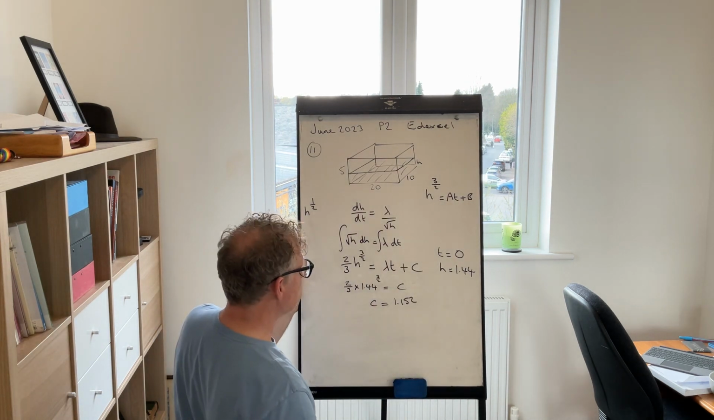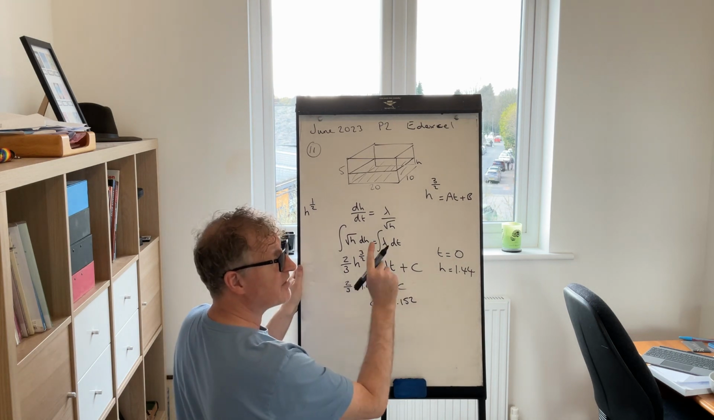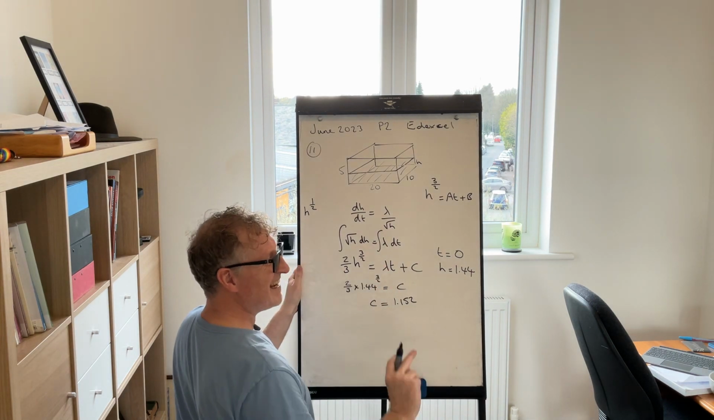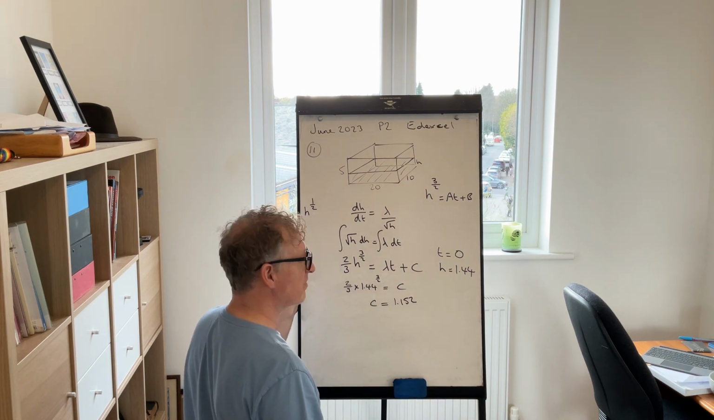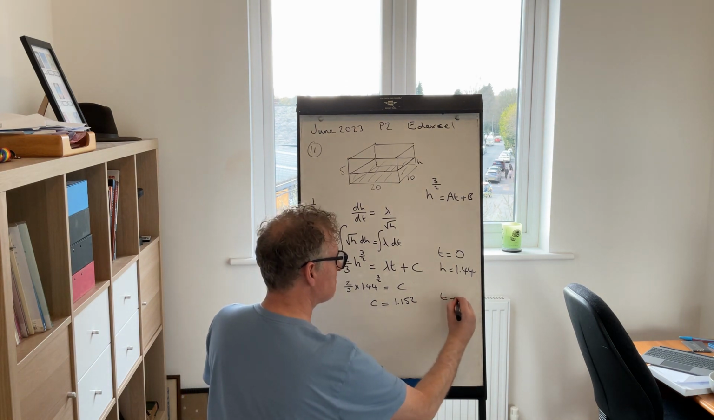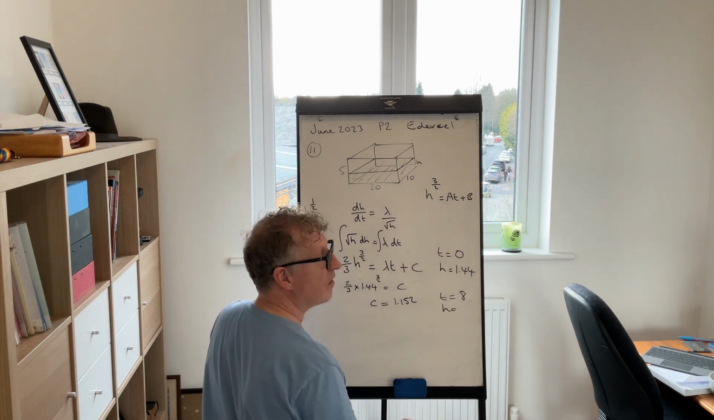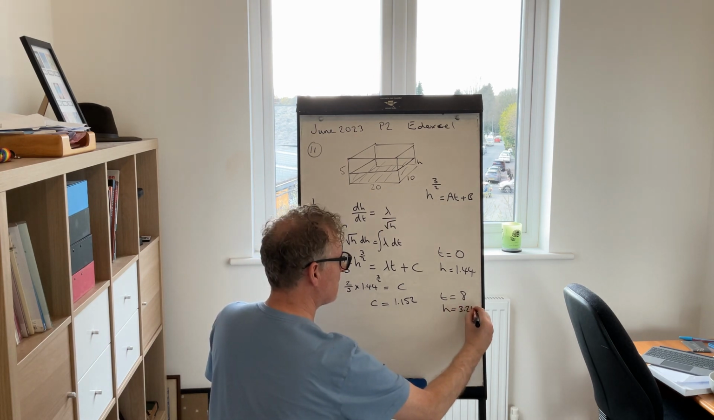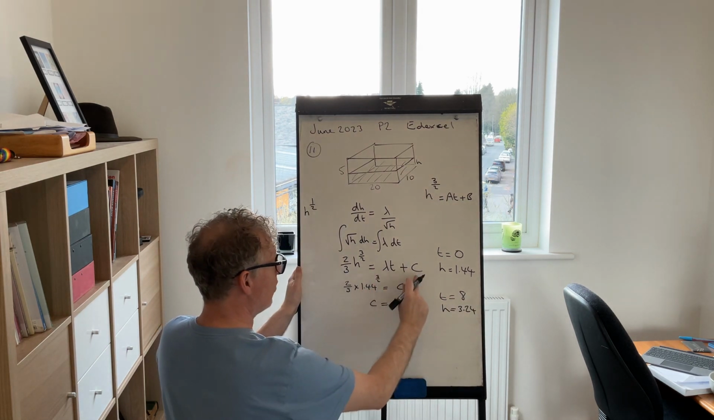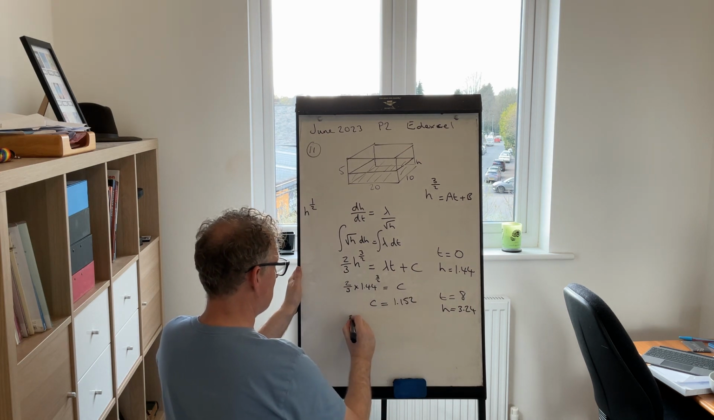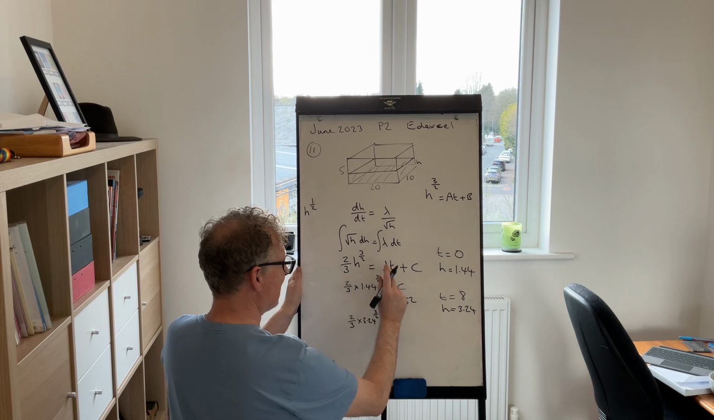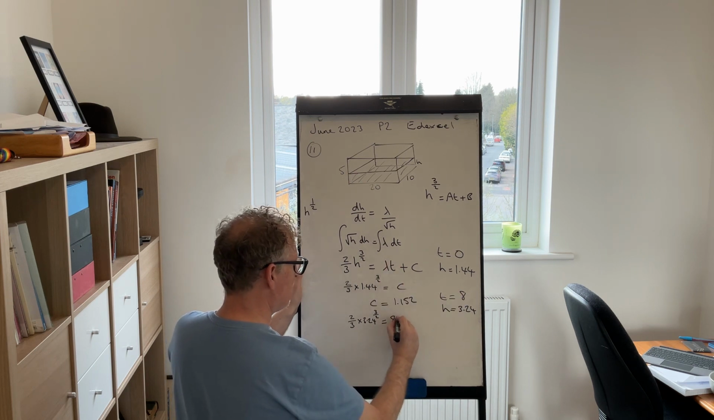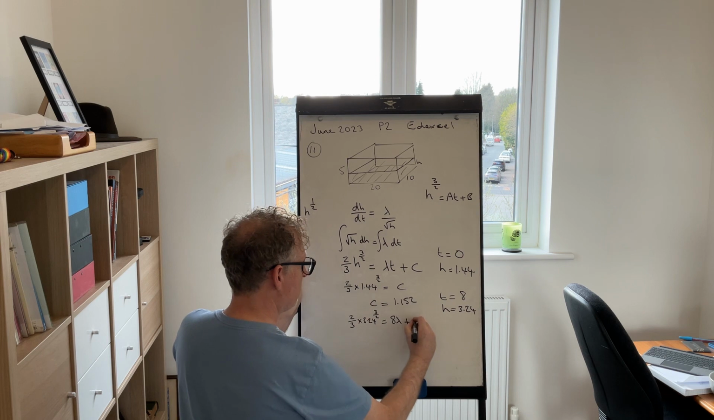But they give us further conditions because we don't know what lambda is. Exactly 8 minutes after water started flowing to the tank, the height of the water was 3.24. So 8 minutes, t equals 8. Height is now 3.24. So we just stick those into this now with our c being 1.152. So it's going to be 2/3 h, 3.24, to the power of 3/2. Equals lambda t, well t is 8, so 8 lambda, plus c, which is 1.152.